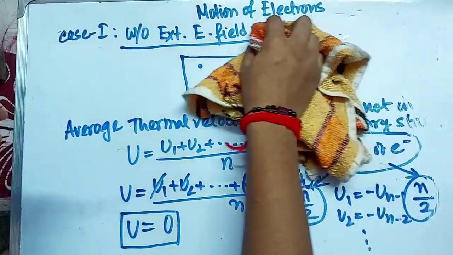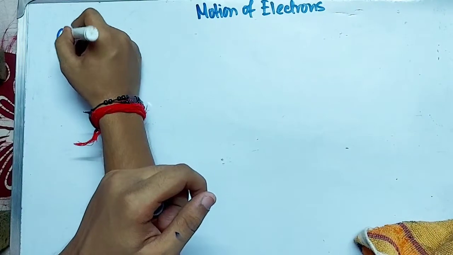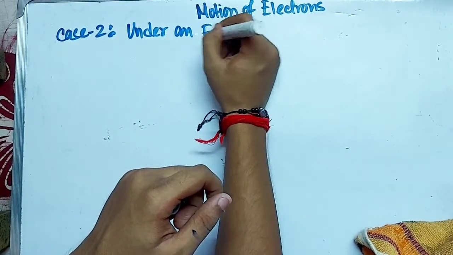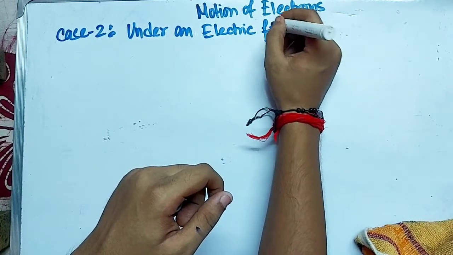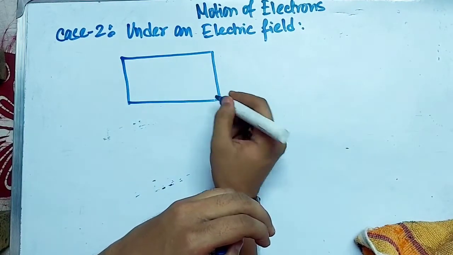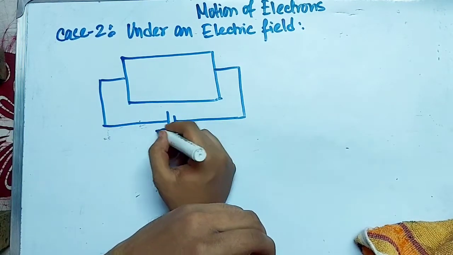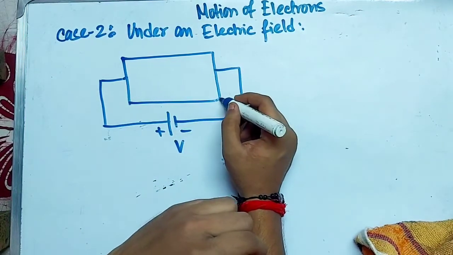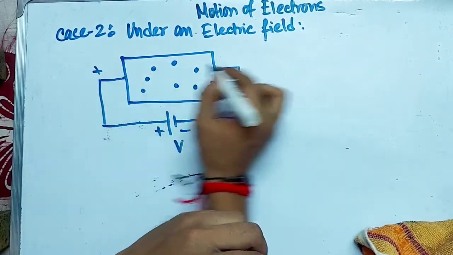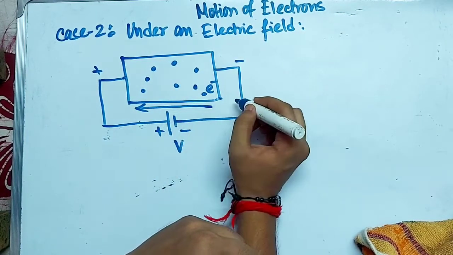So right now I will discuss the motion of the electrons in the presence of an external electric field. That is our case 2, under an external electric field. So if I consider a material which is connected to a potential difference V, of course the electrons, which are negatively charged, will be attracted by the positive side of the material. So all the electrons will move from right to left.